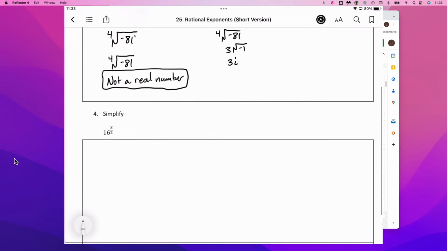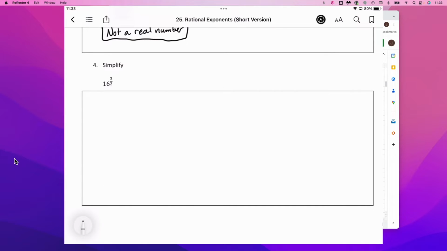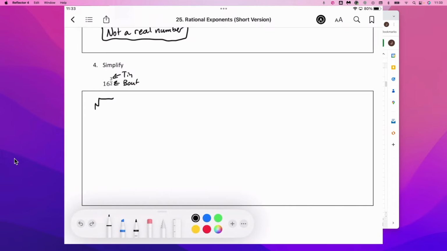And it's because if we're to try to do number 4 without doing that, what we end up with is, again, remembering tin and bout. It's possible to do this without making that numerator 1, and I'll show you how to do that, but then I'll show you how, with the numerator being 1, why it's better and easier. And so what we end up with is the square root, because I don't need to put the 2 there because that already says square root, of 16 to the third power.